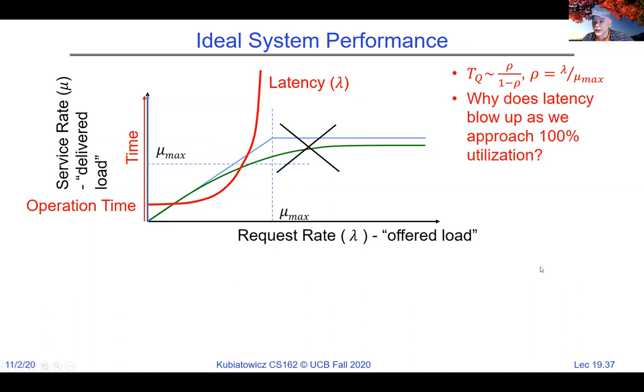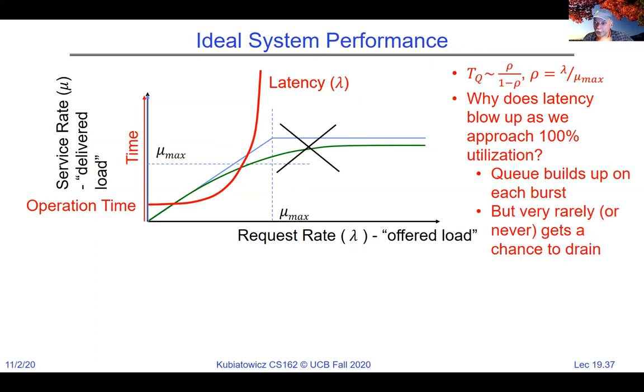So why does the latency blow up as we approach 100%? Because the queue builds up on each burst and it never drains out. Very rarely do you get a chance to drain. So I think of this curve as an indicator of all sorts of things in engineering and life, for that matter. You never want to get close to 100% utilization on anything, because all of the things you're going to encounter have this blow up behavior as you get close to 100%. That's because there's randomness in pretty much everything, and just that little bit of randomness causes this weird behavior.